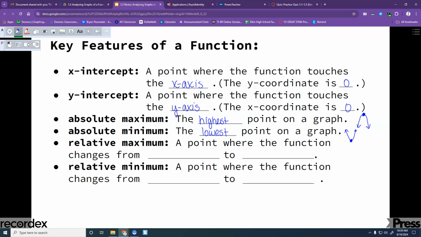A relative maximum might be a high point, but it might not be the highest point on the graph. For example, if I have a graph that goes like this, this point right here is a relative maximum. It is higher than the points around it, but it's not the very highest point on the graph because over here is higher. Whenever this happens, it's a point where the function changes from increasing to decreasing.